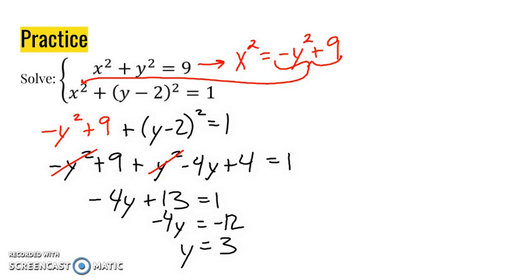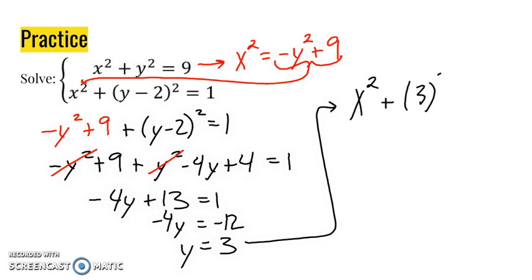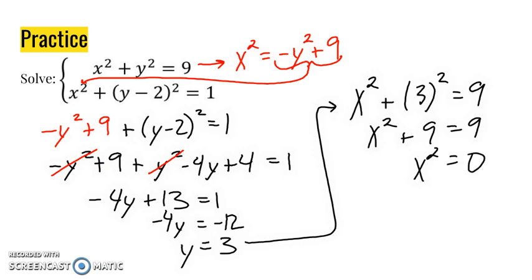So this one's only going to intersect at one point, okay? So I need to plug that back into one of my originals. x squared plus 3 squared equals 9. x squared plus 9 equals 9. And I get that x squared equals 0. Square root both sides, x equals 0. So the only point that this intersects is at (0, 3).